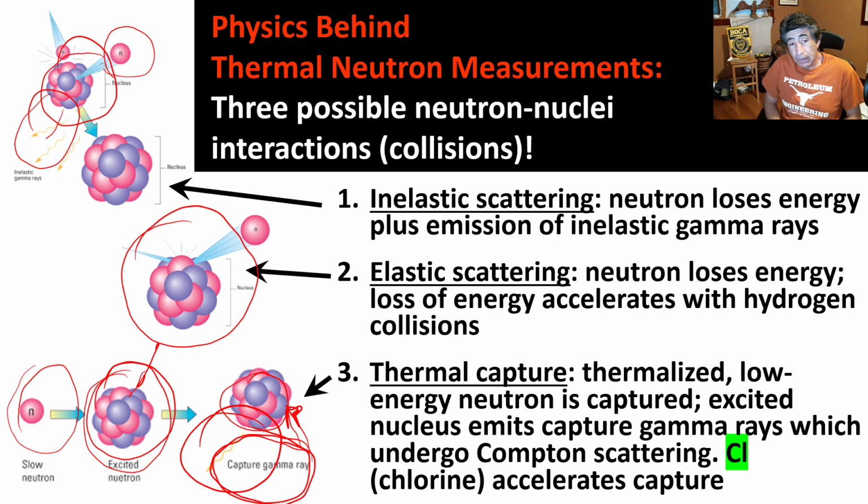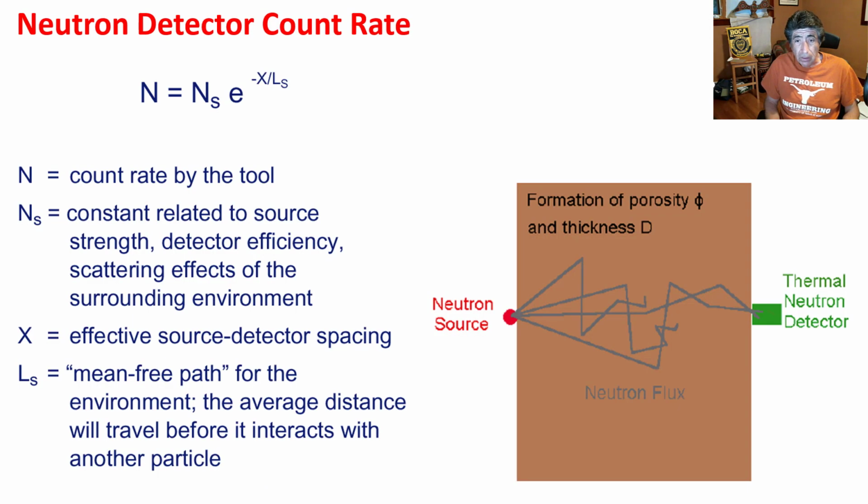Now, I also want to say that there are several elements that love to capture thermal neutrons, and one of those is chlorine. We call this thermal neutron capture cross-section, and chlorine is one of those that has a very high one. So if you have salty water, and of course salty water has chlorine, then the capture of neutrons is accelerated, and this principle is widely used for another measurement that we call thermal neutron capture cross-section, or sigma, but I'm not going to talk about that. Also it's a measurement that you can do through casing. Good. So what is the principle?